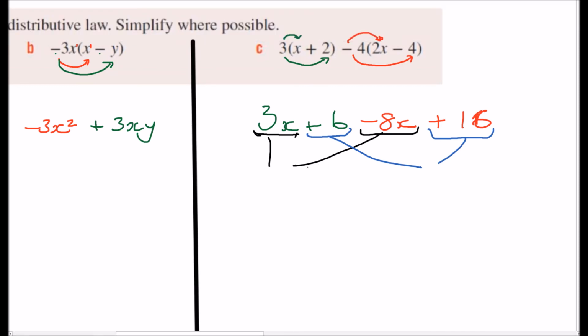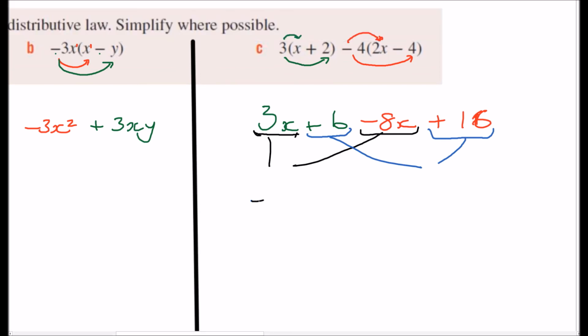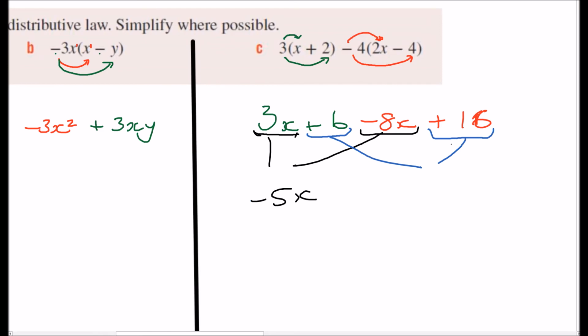So in this case, 3x plus minus 8x will give you negative 5x. Okay, 3 minus 8 is negative 5. And then 6 plus the 16 will give you 22.